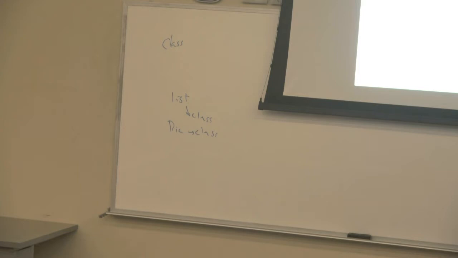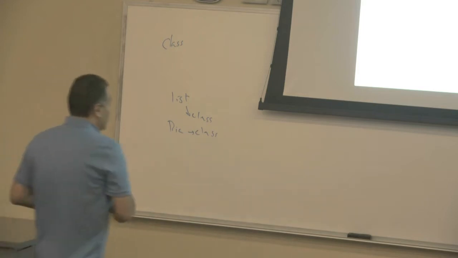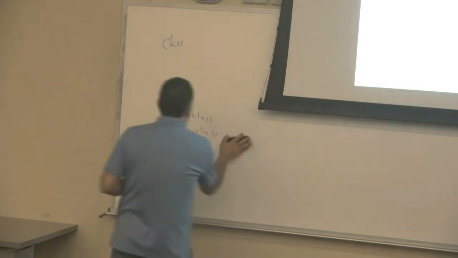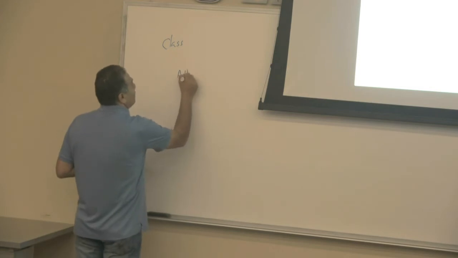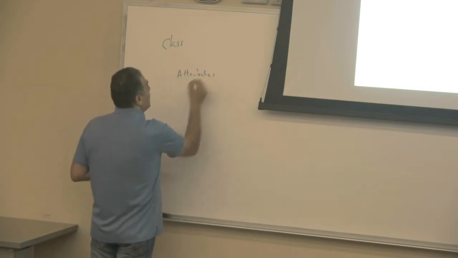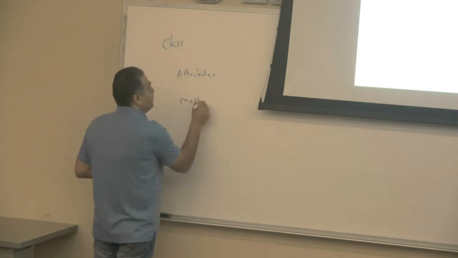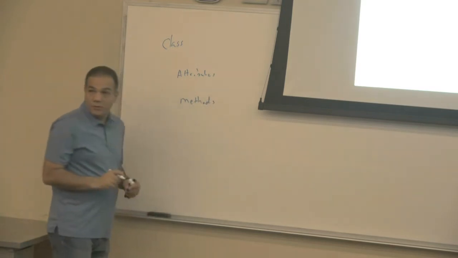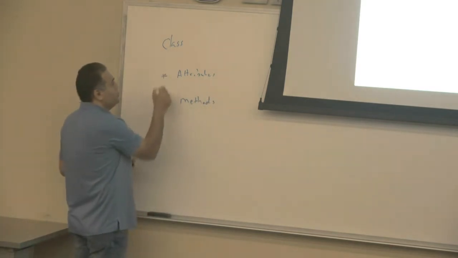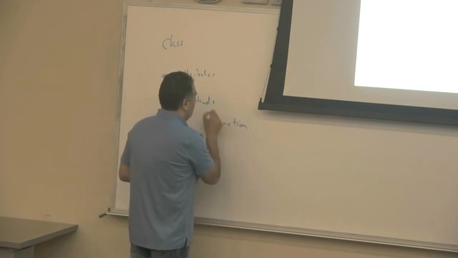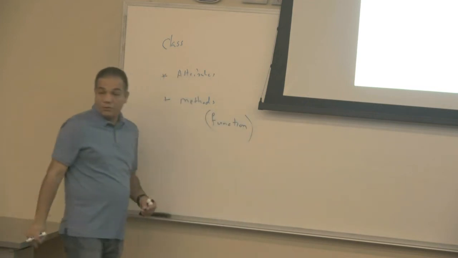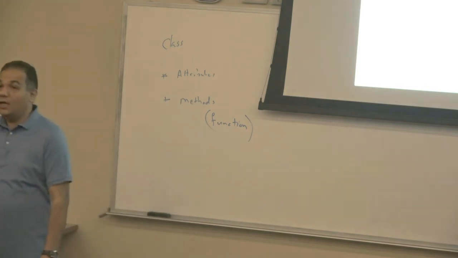So the class is built of attributes. Okay, any class is built of attributes, and methods. What are methods? Functions. So attributes and functions. Methods are functions to work on these attributes.